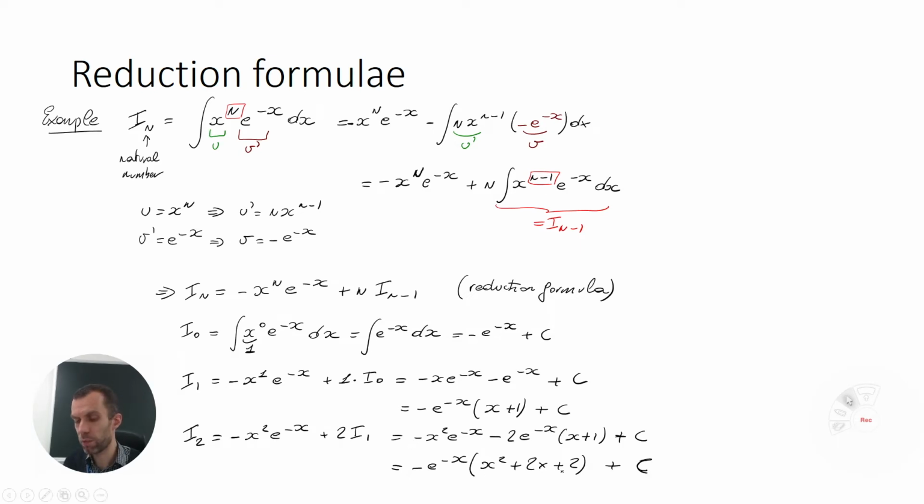You can try to build up a general prescription for what I sub n is, but that might be a bit complex. But the upshot is that basically the reduction formula gives you your answer, but not directly. It tells you how to compute the answer from a simpler integral.